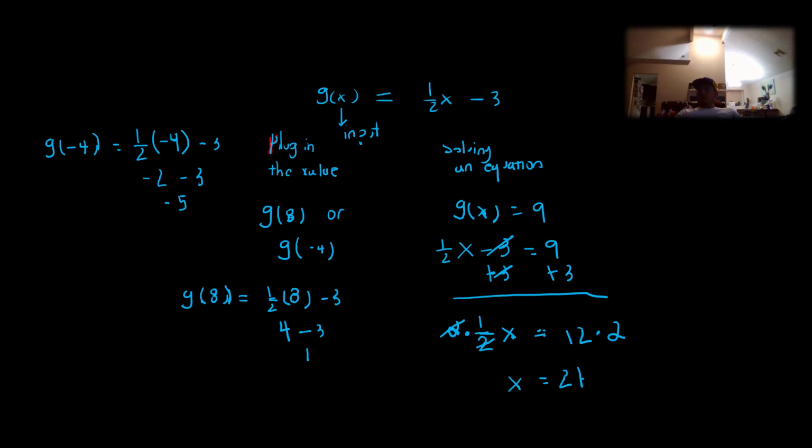So what does that mean? That in order for the function to have an output of 9, the input must be 24. Okay? All right, so there it is.